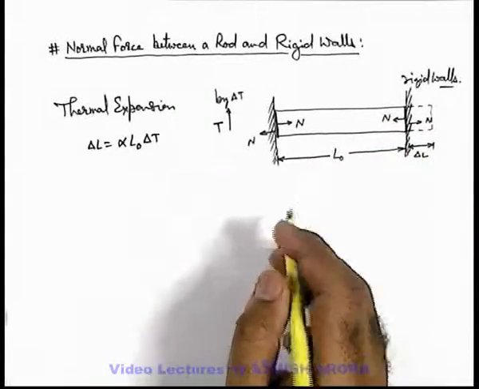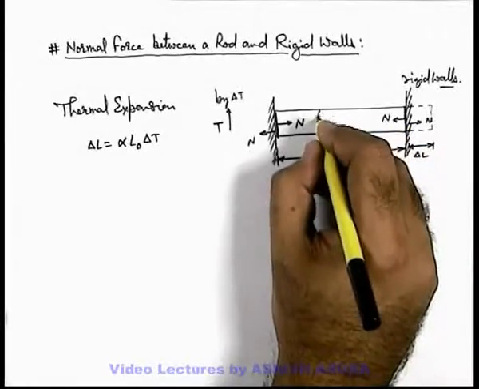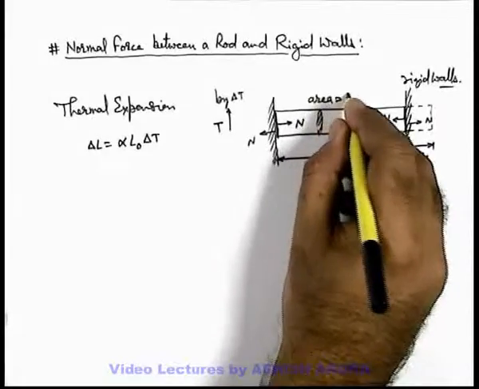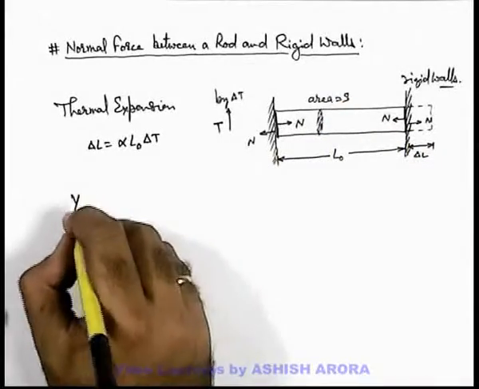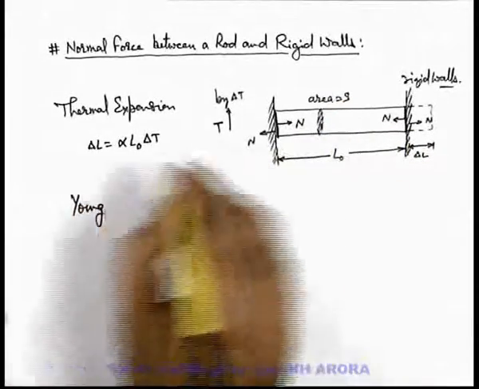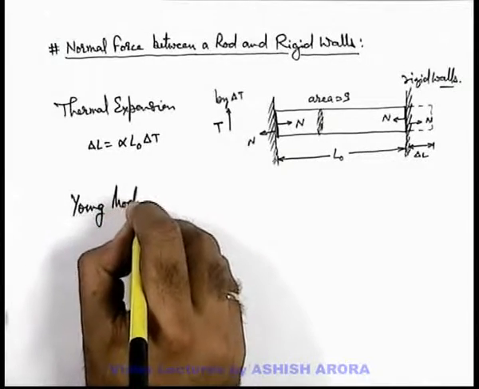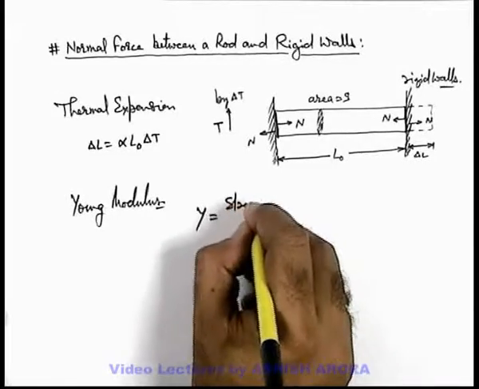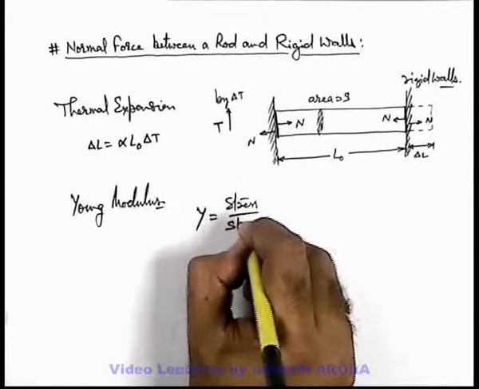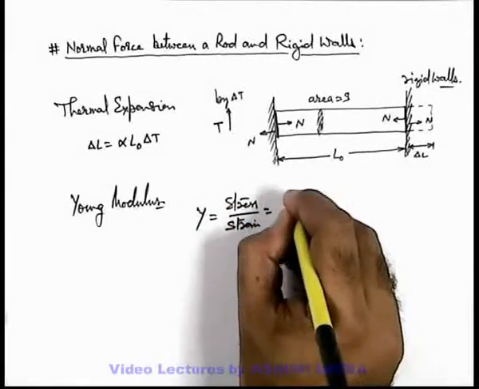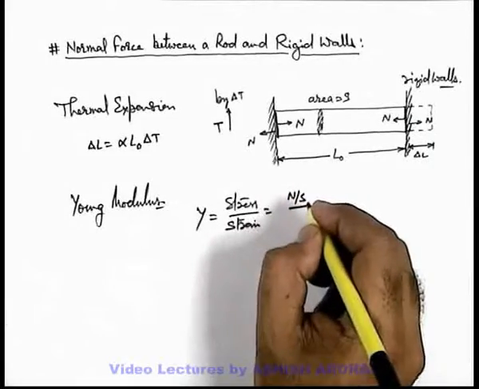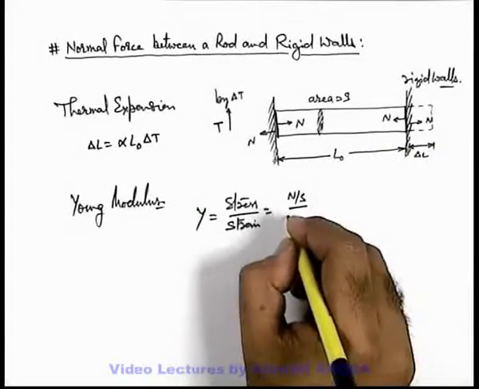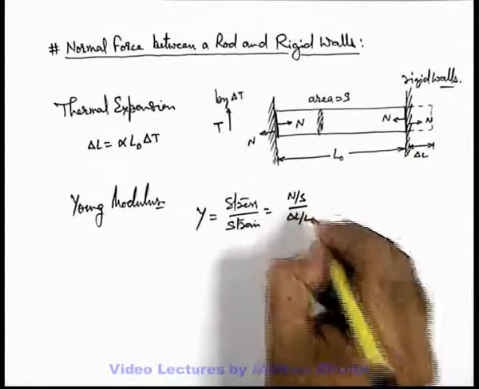So in this situation, if N is the normal force acting on it, and say its cross-sectional area is S, again we can use Young's modulus of the material of this rod as stress by strain. In this situation, stress can be written as N by S, and the elastic strain, developed just to compensate the thermal expansion, is delta L by L0.